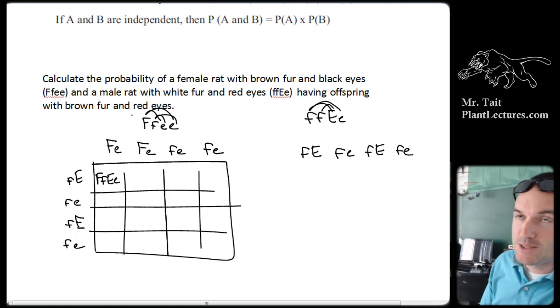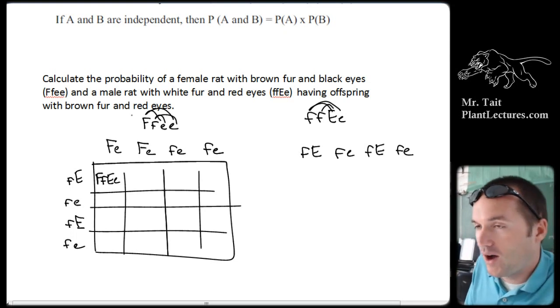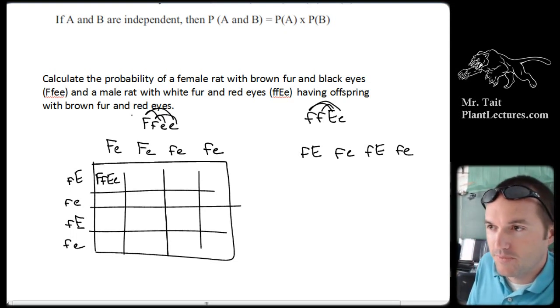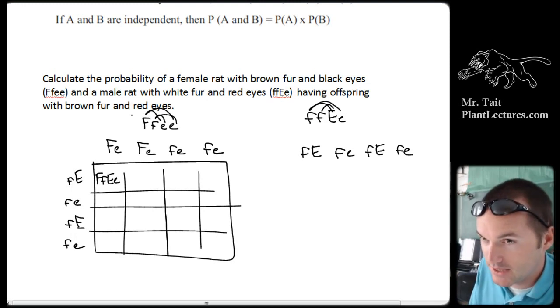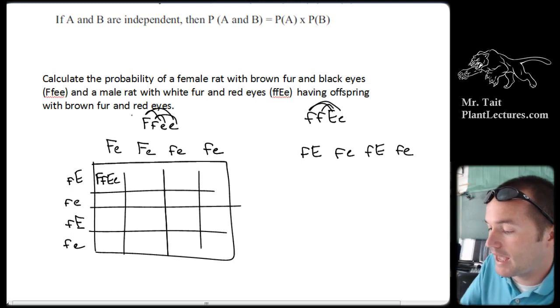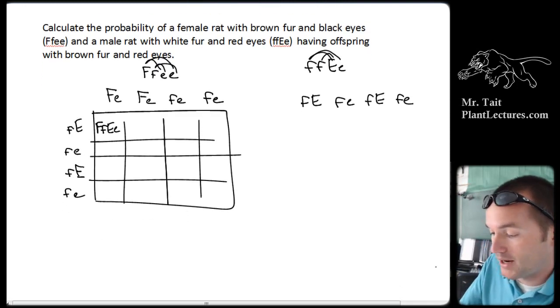If it specifically asked you on an FRQ to produce a Punnett square for this, then do this. Otherwise, do not do this, okay? You will run out of time. This is gonna take like 10 minutes if you did this. And that's not worth your time. So what you're going to do, instead of making a 4x4 Punnett square, is you're going to make two 2x2 Punnett squares.